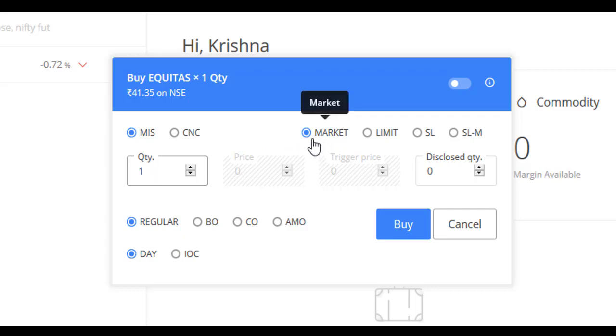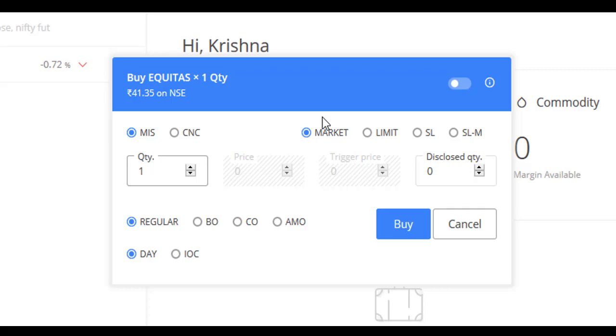Next, market order. What does it mean here? When you place a market order, your order will be executed at the market price, whatever price is available, whatever the broker gives you, you have to accept it. You cannot enter the trade at any particular price.